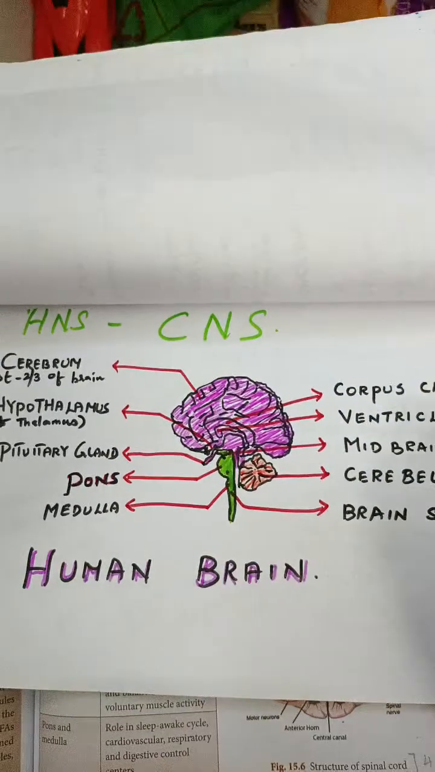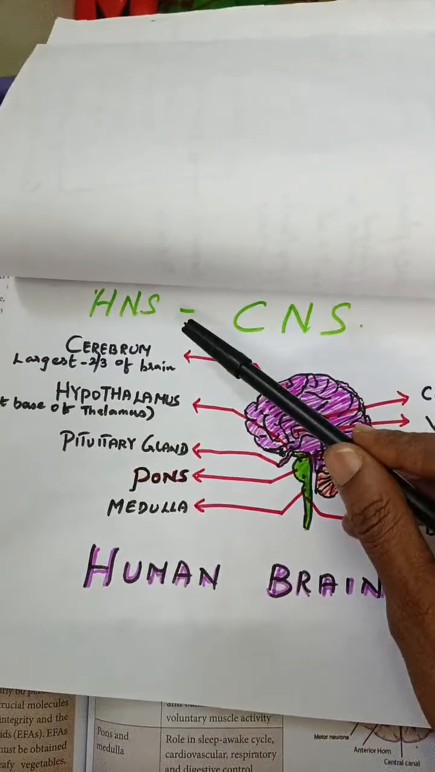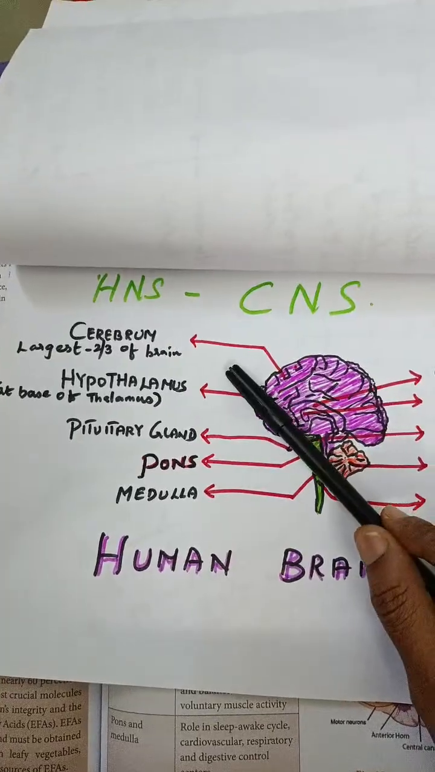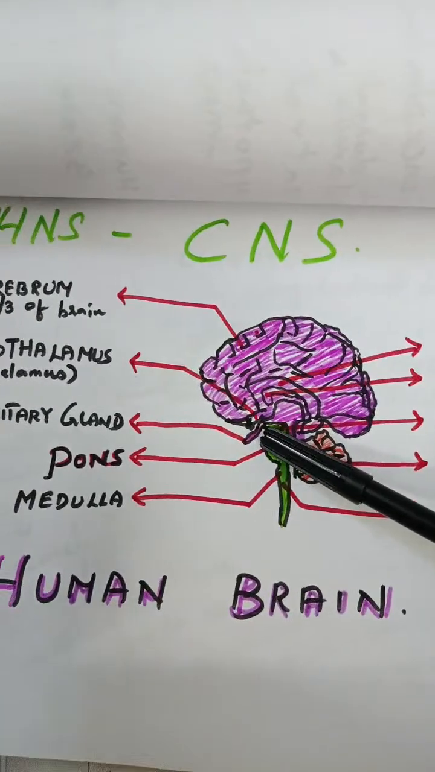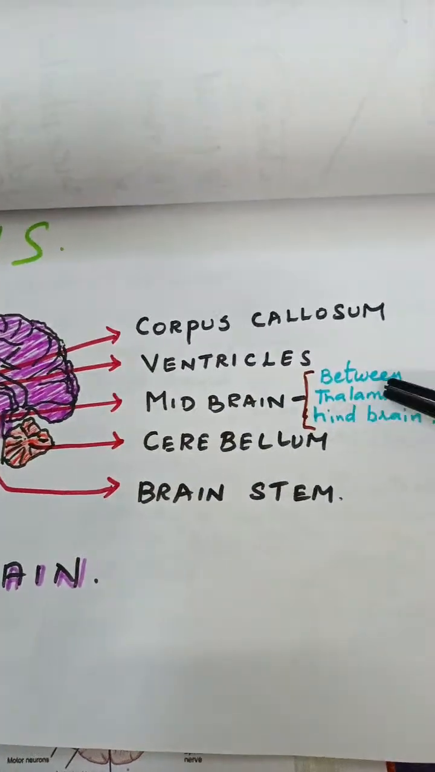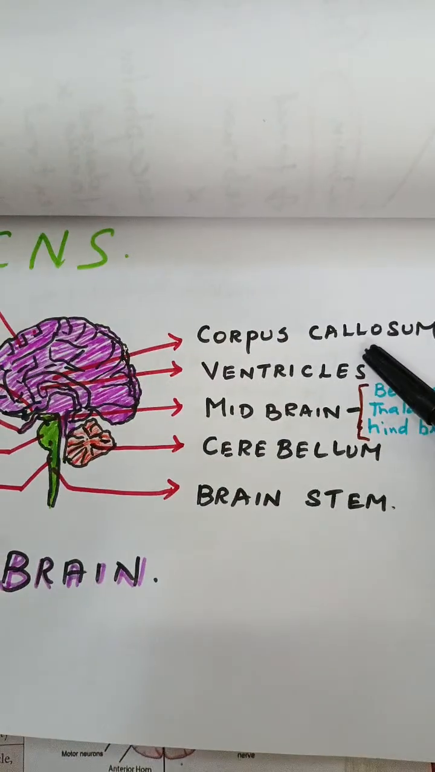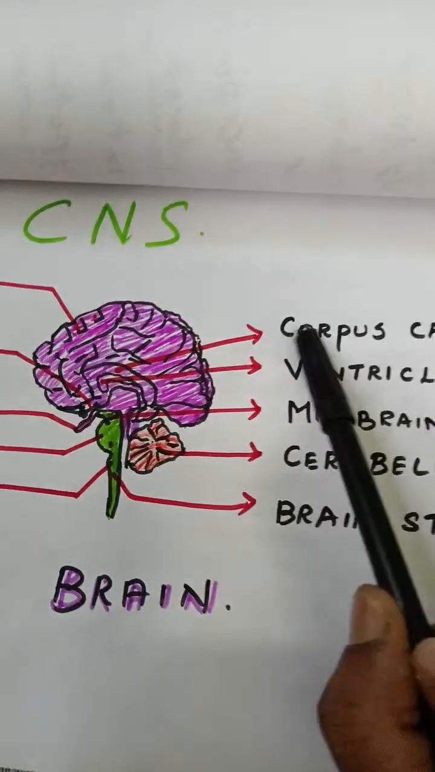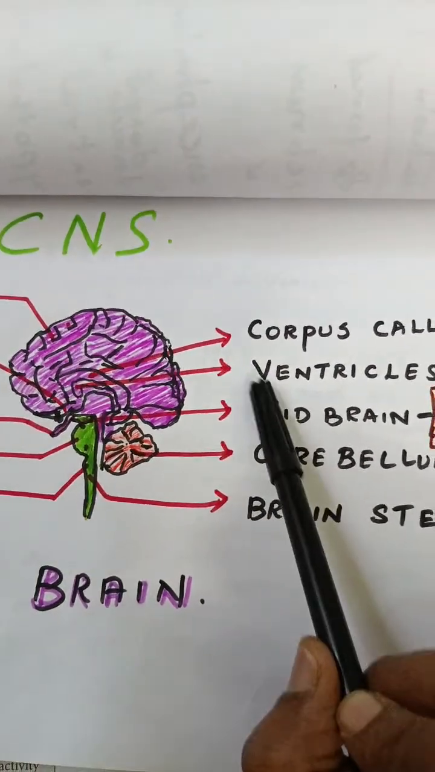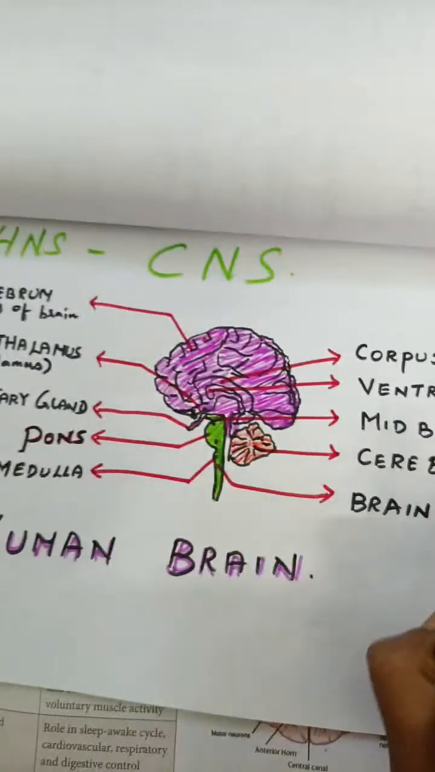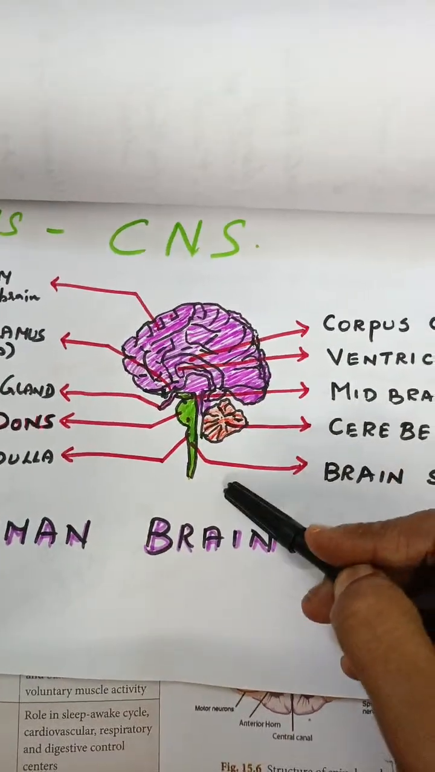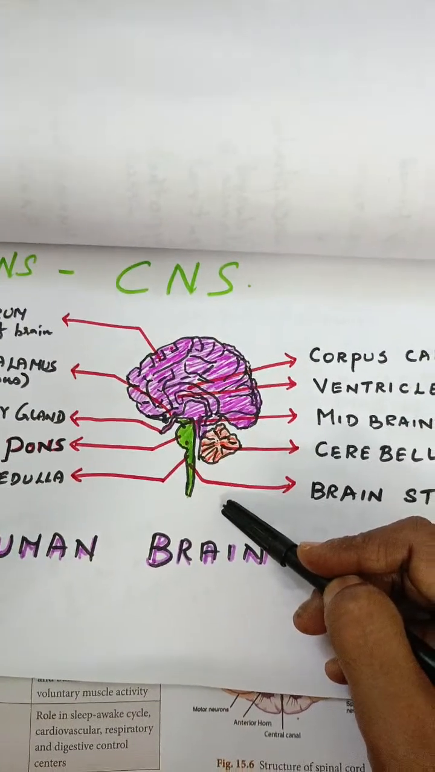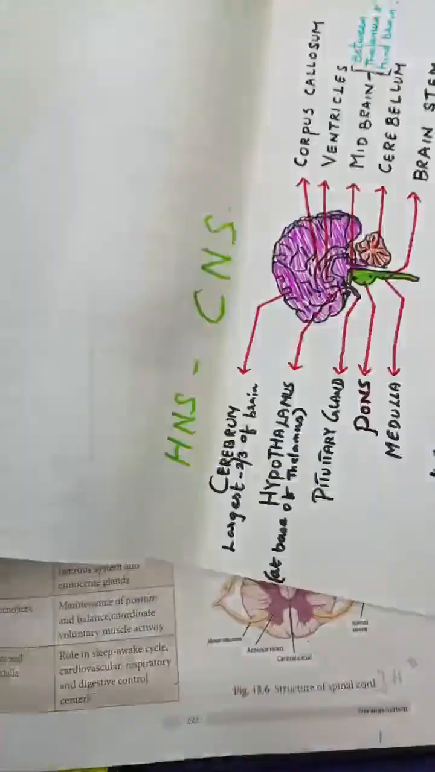And we studied the main parts of the brain. It has the forebrain, that is the cerebrum, and the hypothalamus in the forebrain, which is linked with the pituitary gland. The midbrain lies between the thalamus and the hindbrain. And you have the corpus callosum. Then we have the ventricles present in the brain. Your hindbrain is the cerebellum, pons, and the medulla, and your brain is continuous with the brainstem along with the spinal cord. Is it clear?